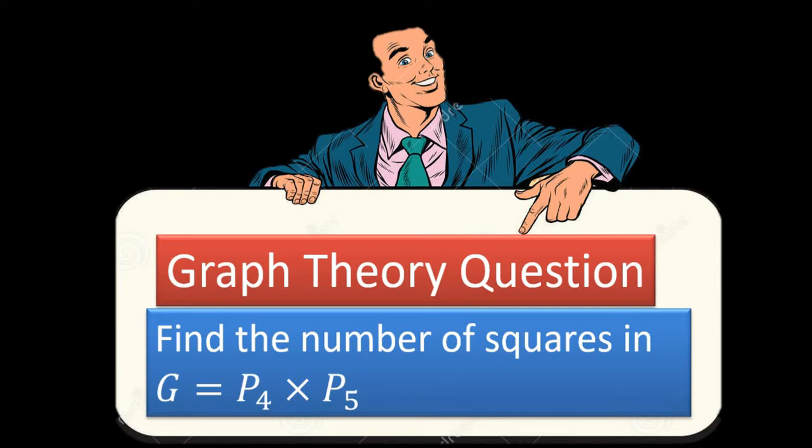Welcome to this video. In this video we are solving a graph theory question, that is, find the number of squares in a graph that is equal to the Cartesian product, or simple product, of two line graphs of order 4 and 5. So let's start this question.